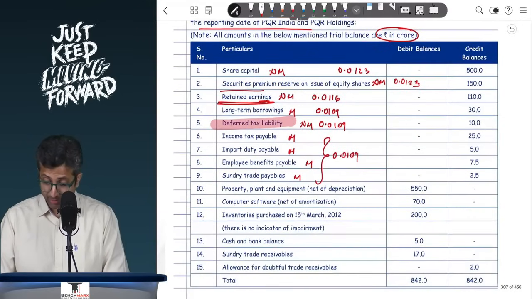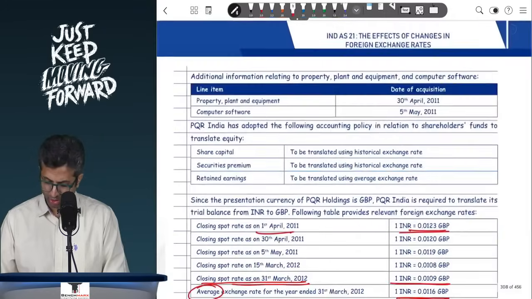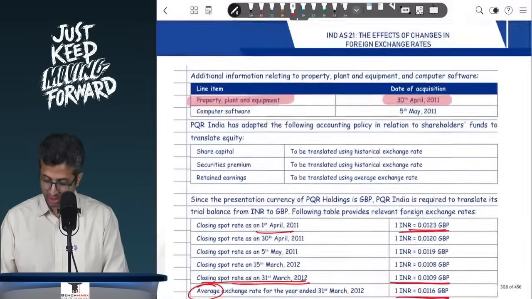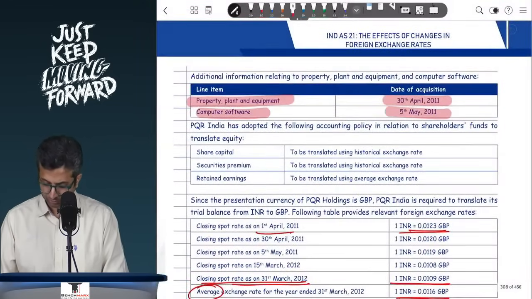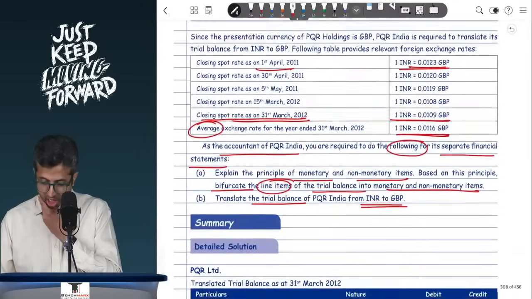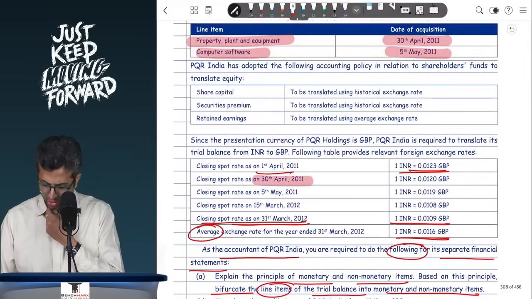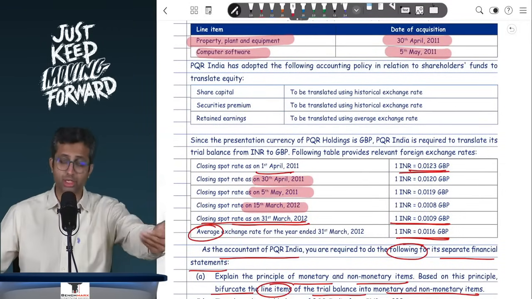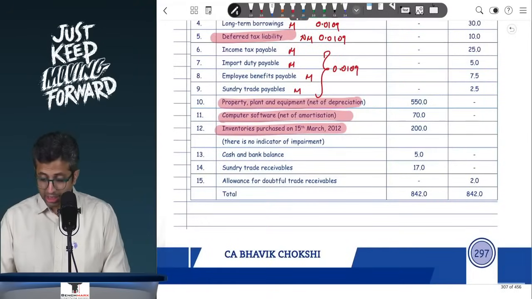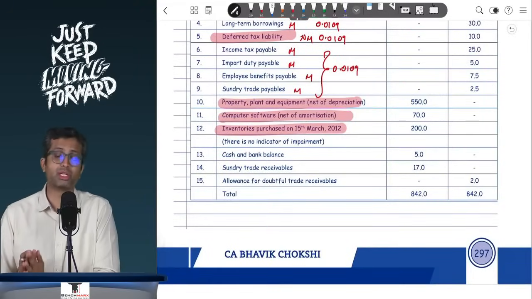Okay, then you have PP. Now PP was purchased; if you go to see on the next page, PP was purchased on 30th April. Then you have software. Software was purchased on 5th of May. And then there is inventory, which was purchased on 15th March. You have been given the date rates on 30th April, 5th May and 15th March. These would be historical rates, but for non-monetary items as well, what rate will you convert at? Sir, because this is translation, we will convert everything at the closing rate.